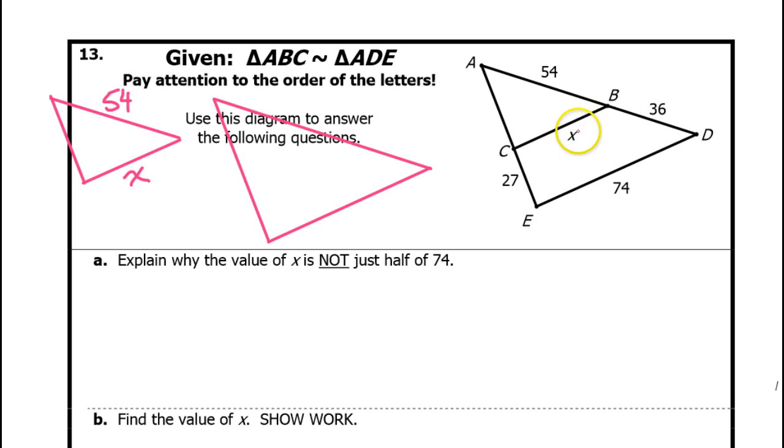Now on the larger triangle, this 27 is not anything, all right? It's just a piece of the bigger triangle. I'm not going to use the 27. The 74 is the full side of the large triangle, so the 74 goes here. Now this side AD is the sum of 54 and 36. So that's going to be 90.